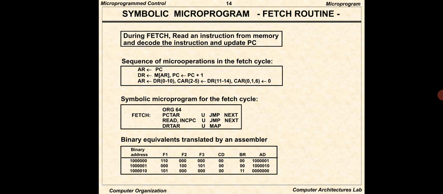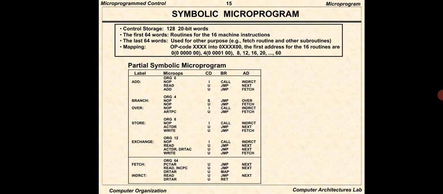Now let us go with an example. In the symbolic program, ORG is originate, and NOP is no operation. Then we specify the microoperations, the condition, the branch, and the address field, which is not required in much detail here.